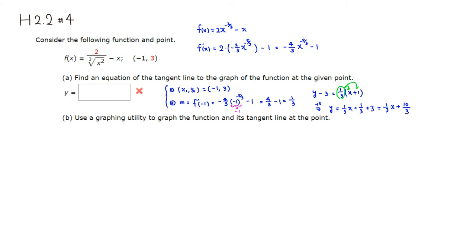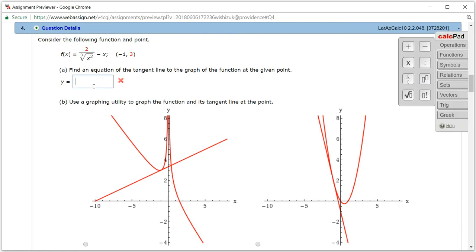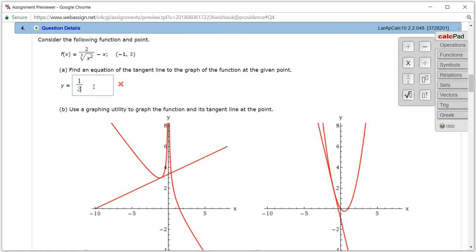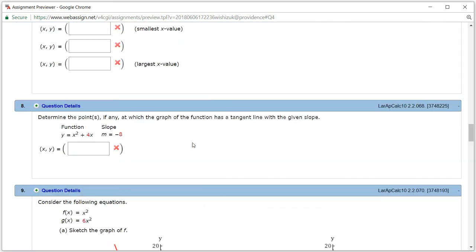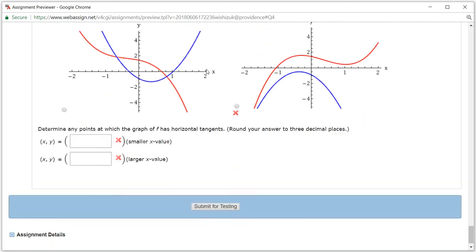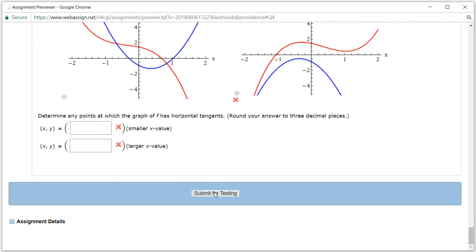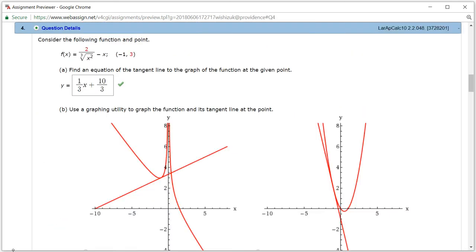So let's type it in: 1/3 x plus 10 over 3. Let's check the answer first. Submit for testing. It came back and looks like we got this one correctly. Then let's move on to part B.